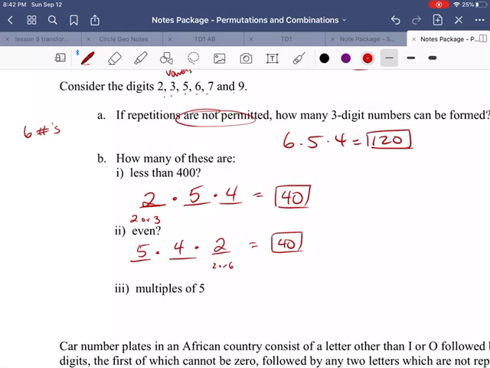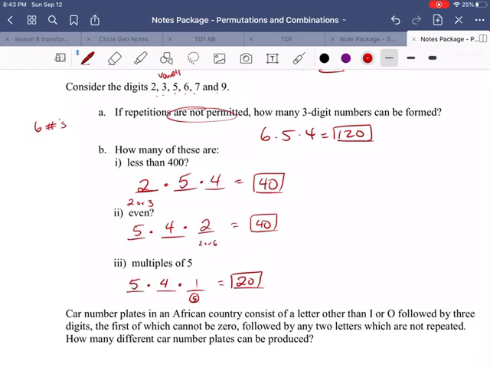Multiples of 5. Well, how do we guarantee a multiple of 5? Well, the end digit would either be 0 or 5, but 0 is not an option. So 5, there's only one way to get that. And then if 5's out of the picture, there's still 5 numbers, and then there's still 4 numbers. So that only gives us 20 arrangements of 3-digit numbers that are going to be multiples of 5.